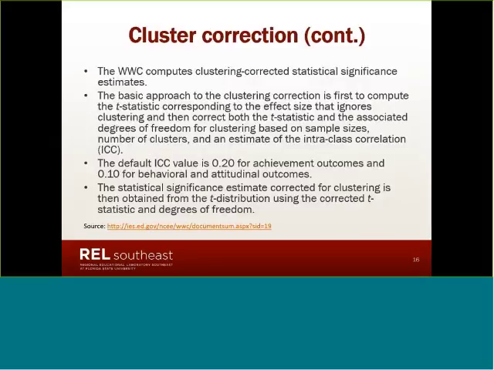So the basic approach to the clustering correction is to first compute the t-statistic corresponding to the effect size that ignores clustering, and then correct both the t-statistic and the associated degrees of freedom for clustering based on sample sizes, numbers of clusters, and an estimate of the intraclass correlation, or ICC. The default ICC value is 0.2 for achievement outcomes and 0.1 for the behavioral and attitudinal outcomes.